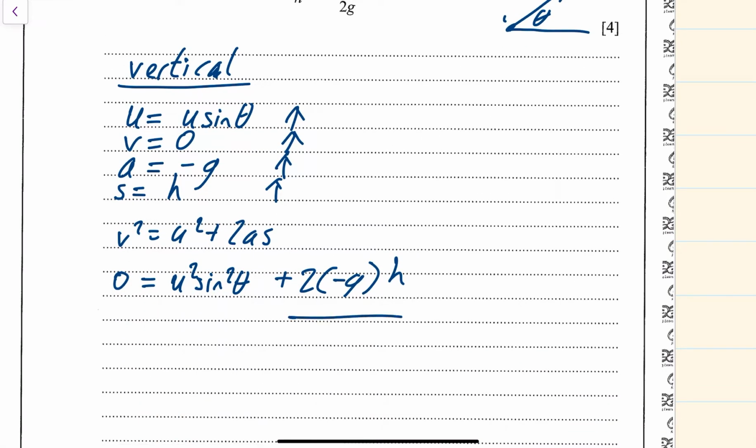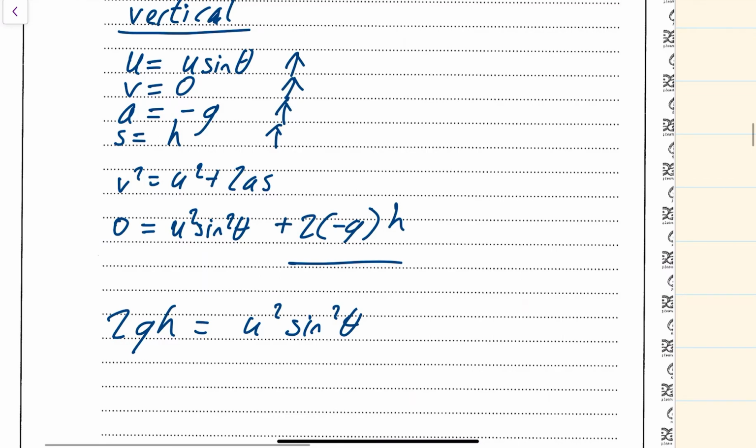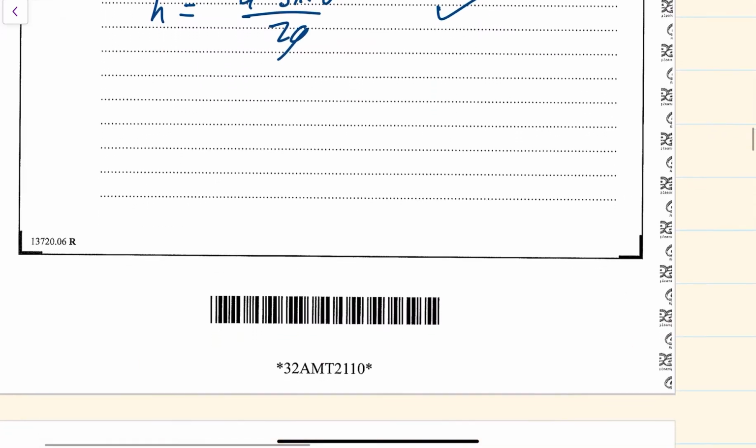Bring that across. You're going to have 2gh is equal to u squared sine squared theta. And then your h just equals u squared sine squared theta all over 2g. Is that what we're looking for? It was indeed. Lovely. Okay.